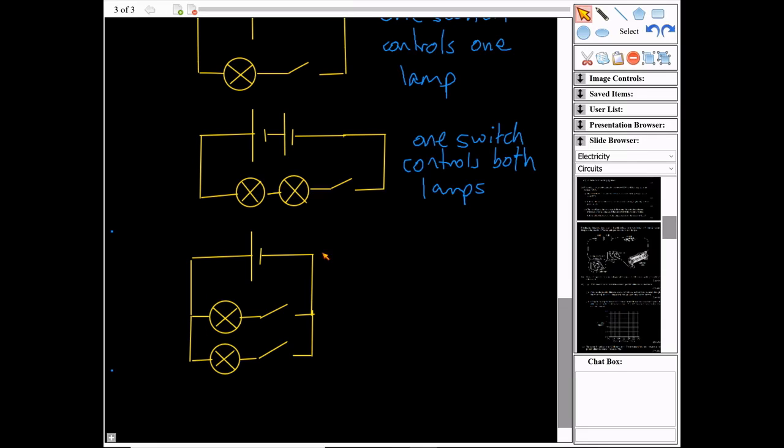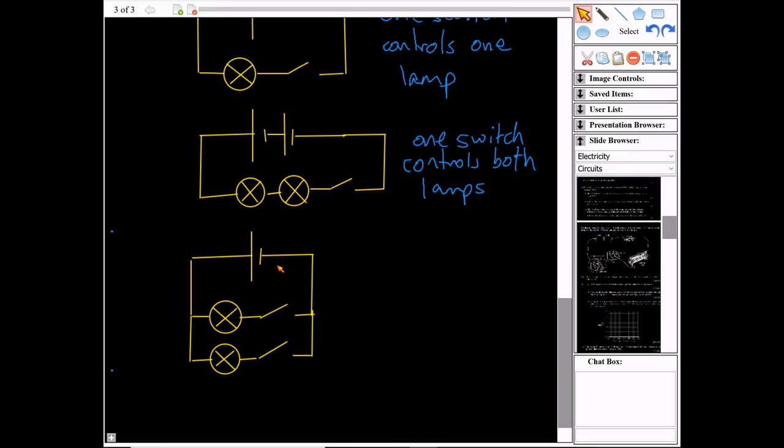So this circuit is slightly different. In this one, there was only one way for the electricity to go, for the electrons to get from here round to here. In this case, there's two routes. They could go this way if the switch was closed, or they could go that way if the bottom switch was closed. So here I've got two switches, and either switch will control its own lamp.